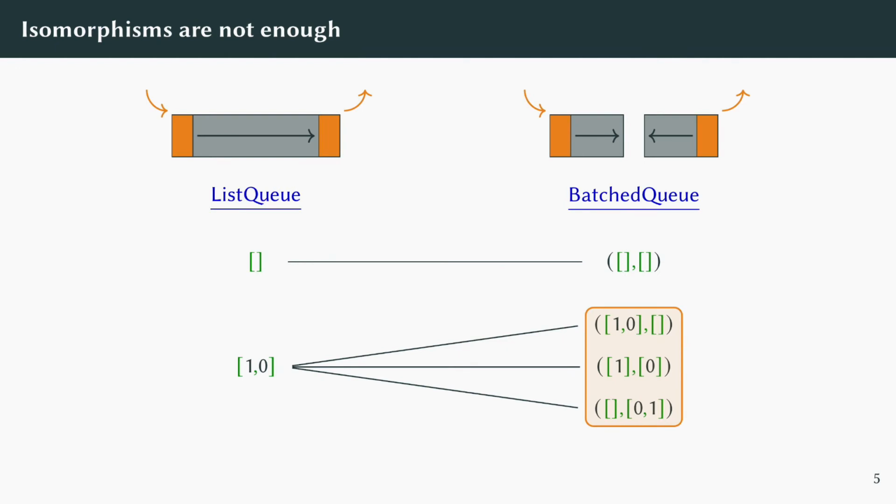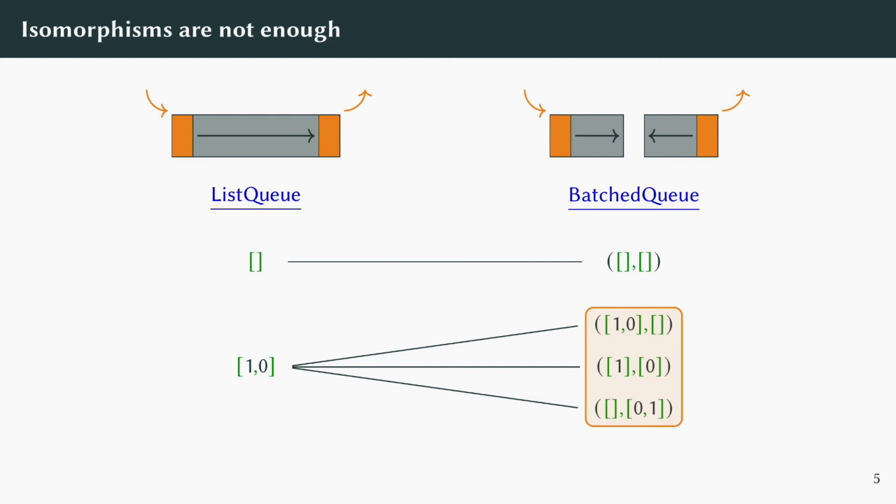We can see this already in the case of queues, which can be represented as a single list, where you enqueue on the front and dequeue off the back, or as a pair of lists, where you enqueue on the front of the first list and you dequeue off the front of the second list. And if the second list is empty, then you reverse the first list and use it as the second. These are known as batched queues. Every queue has a unique representation as a list queue, but many possible representations as a batched queue depending on where the queue is divided.